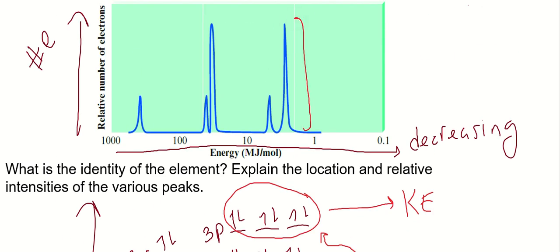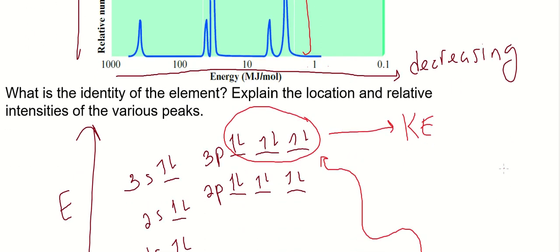Right? That represents the 6 electrons in the 3p orbitals. All right, and that's going to require the least amount of energy. So that's why we're on this side of the graph. Notice it's a little bit more than 1 megajoule per mole. You would expect the next one not too much farther after.